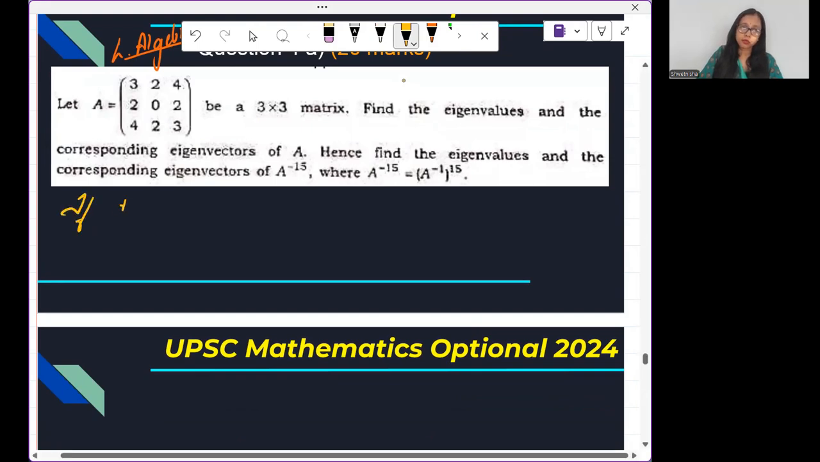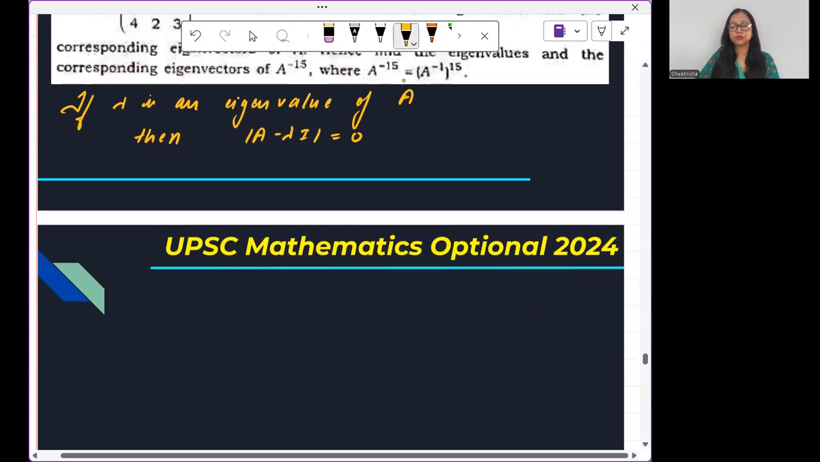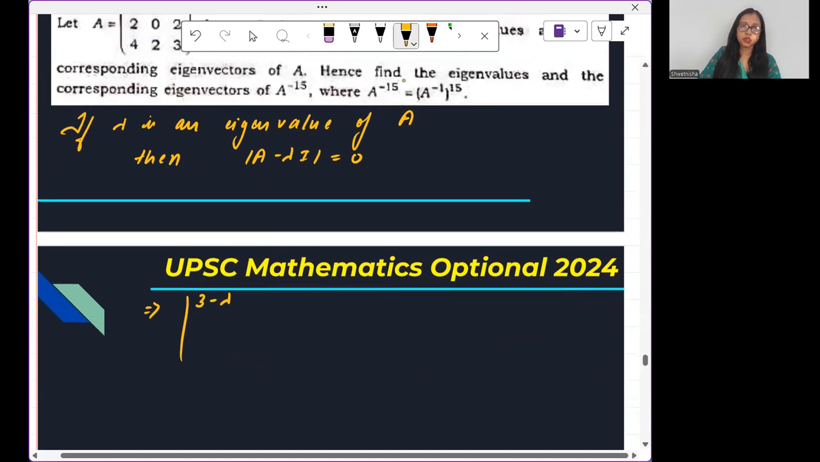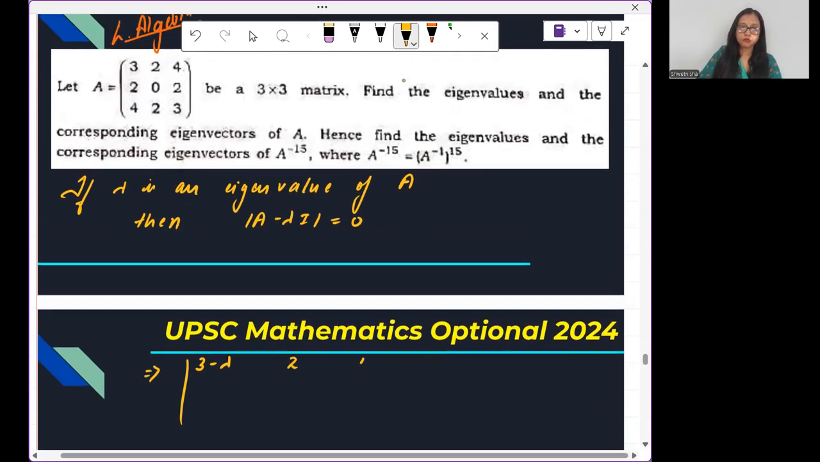You just have to solve: if lambda is an eigenvalue of capital A, then determinant of A minus lambda I equals to 0. It implies determinant of 3 minus lambda, 2, 4, 2, 0 minus lambda, 2, 4, 2, 3 minus lambda is equals to 0.